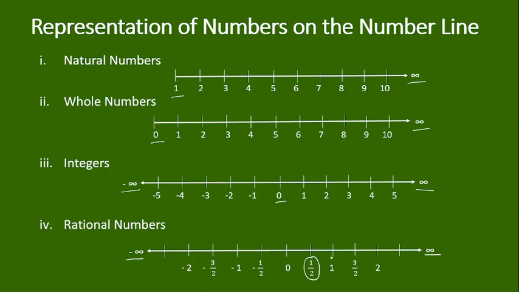Here we can have an indefinite number of numbers between any two integers. It's not like that between 1 and 2 we can only have 3 upon 2. We can have an indefinite number of numbers between the integers 1 and 2. So rational numbers are also the numbers which vary from minus infinity to plus infinity.